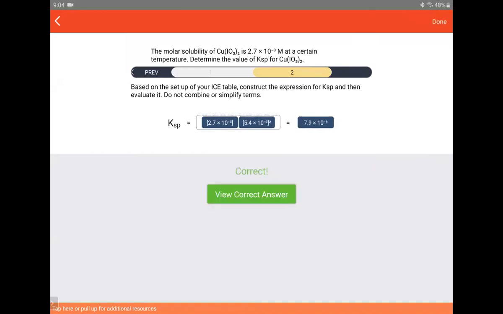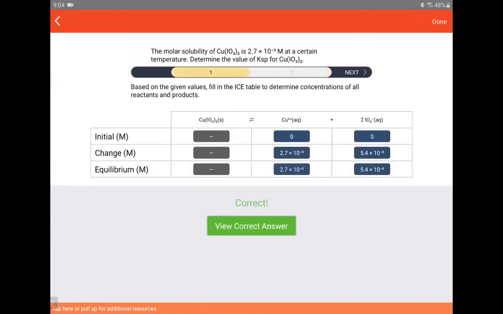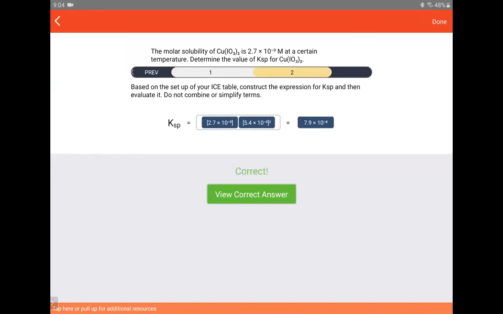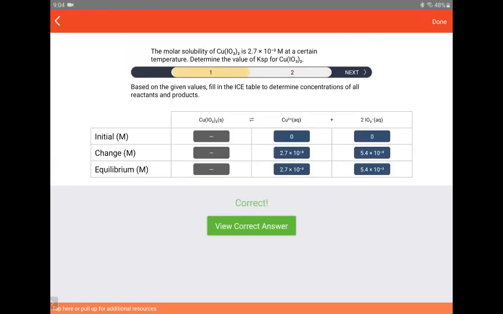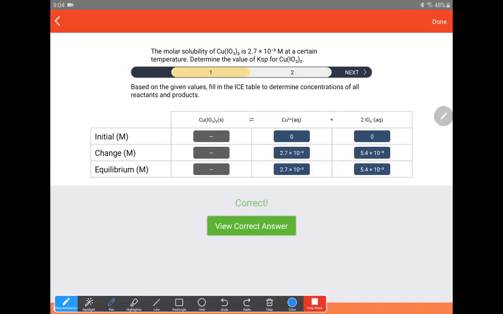There we go. So the biggest thing with these is that coefficient and recognizing that we were given S, which then had to be modified in this IO3 minus because there's a 2-to-1 ratio.